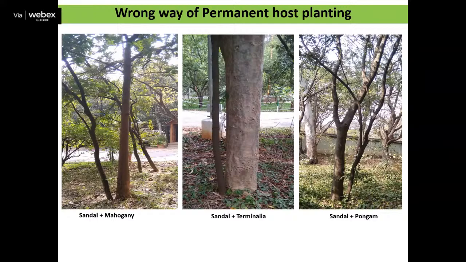And sometimes wrong choice or wrong planting of host will have a negative effect on sandal. For example, sandal plus mahogany are planted in the same field. And Terminalia species also are planted. In some cases we found in one farmer's field, Terminalia also supporting good growth. But the advantage is they planted at wider spacing. Whereas here we planted in the same field. So the sandal is completely suppressed, there is no growth of sandal. And another case is pungam. So you should take care when you are planting the permanent host, that is a long-term host. You should be very careful. You have to keep the proper spacing.